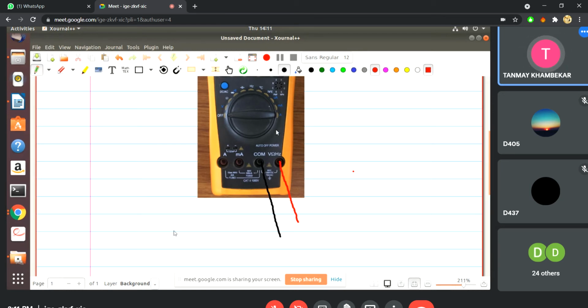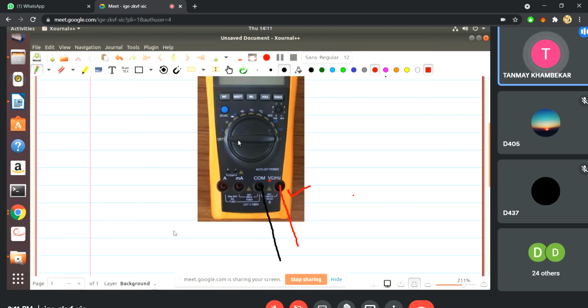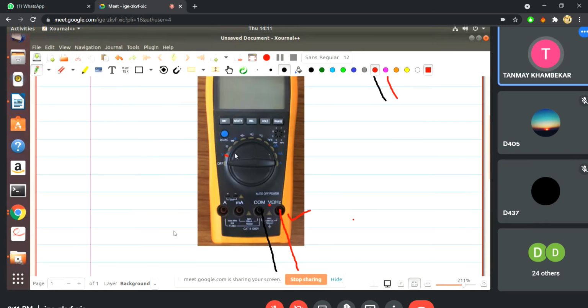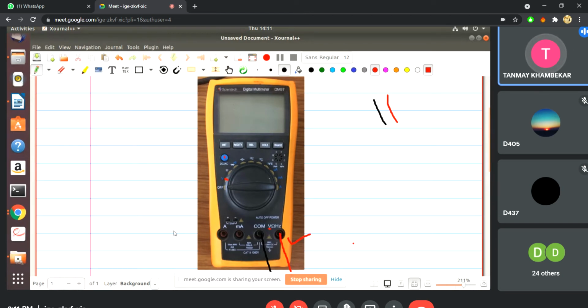Clear everyone? Yes, ma'am. This is the first thing that we do. So I'm measuring voltage now. Where will I bring this knob? To V. I will bring it here. And third thing, I will do the setting of this, whether it is AC or DC. So what kind of supply it is? If it is a DC circuit, I keep it on DC. Then on this corner, DC will get displayed. And if this is AC, I will press this. Then on this corner, AC will get displayed.